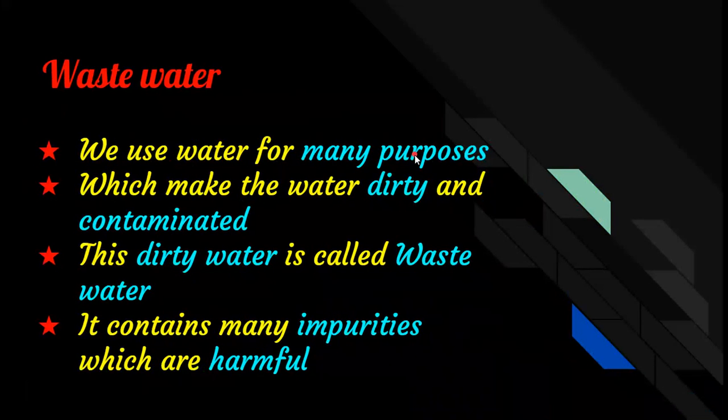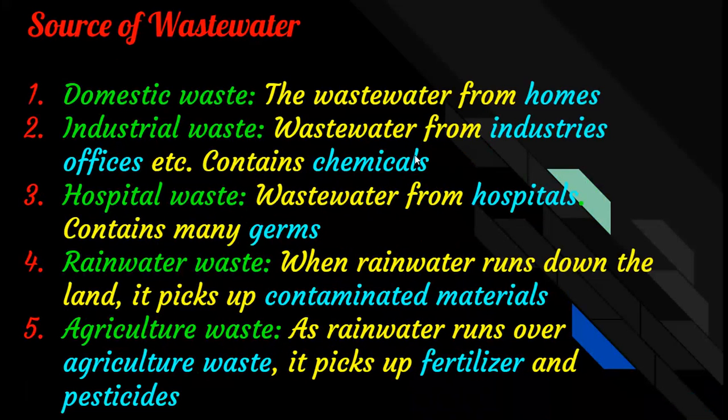Wastewater. And we know that we use water for many purposes. And after using, this water becomes dirty and even contaminated. This dirty water is called wastewater, and wastewater contains many impurities. These impurities make the wastewater very harmful and toxic in nature. Sources of wastewater. Various ways by which wastewater is generated are domestic waste, industrial waste, hospital waste, rainwater, and agricultural waste.